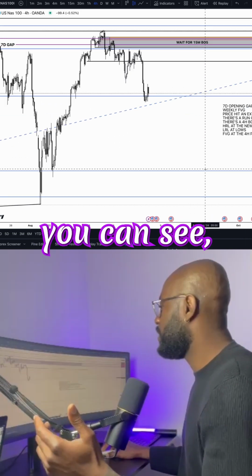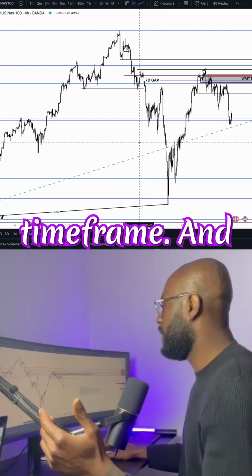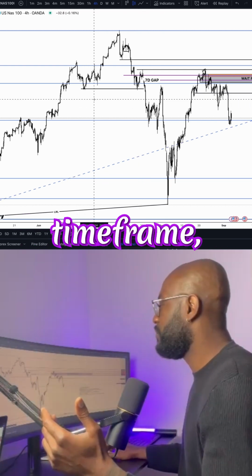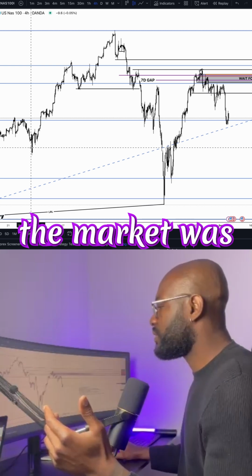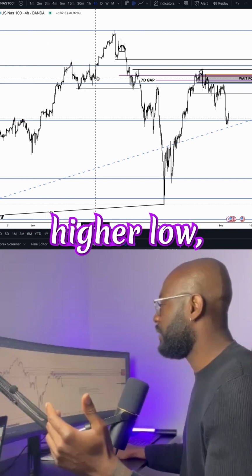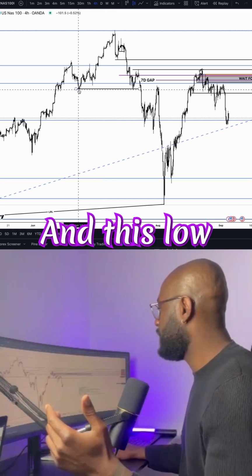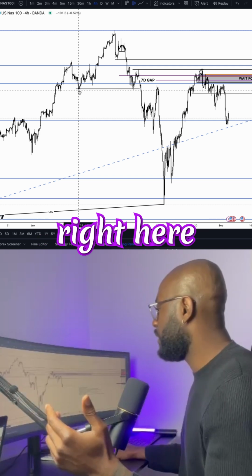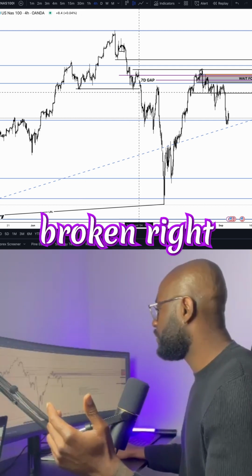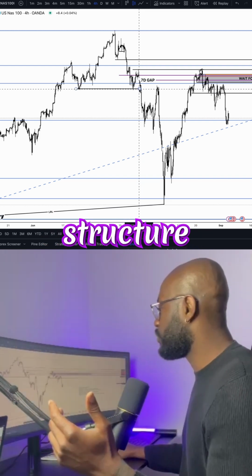Right here, as you can see, we're currently on the 4-hour time frame. On the 4-hour time frame, the market was consistently creating higher highs and higher lows. Right here, higher high, right here, higher low. And this low right here actually got broken. This was the last impulse move before dropping to break this structure.